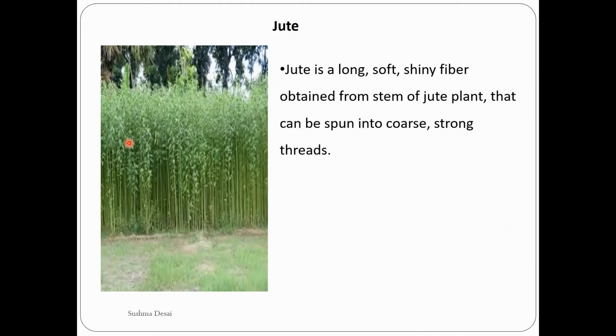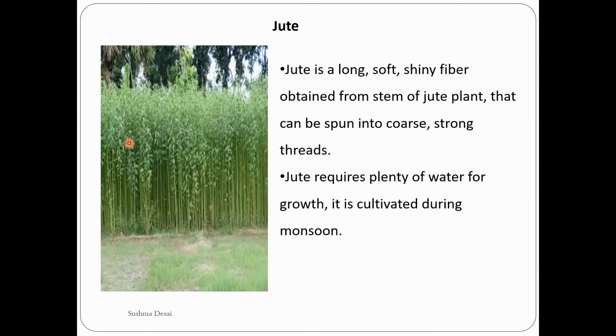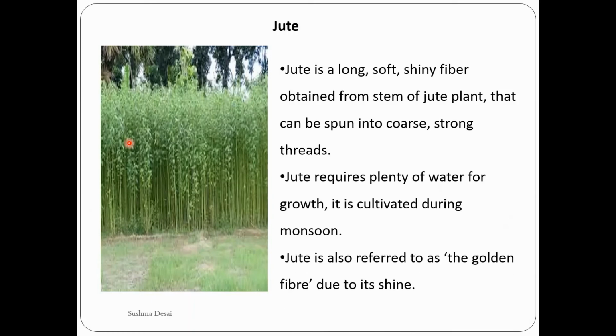Jute is long, and it is also a soft and shiny fabric. It is obtained from this jute plant. It requires plenty of water, therefore it is grown in rainy season. Unlike cotton, which does not require much water, jute requires a lot of water. It is also called the golden fiber. If you've seen jute products, they are almost golden in color. That's why it's called the golden fiber.